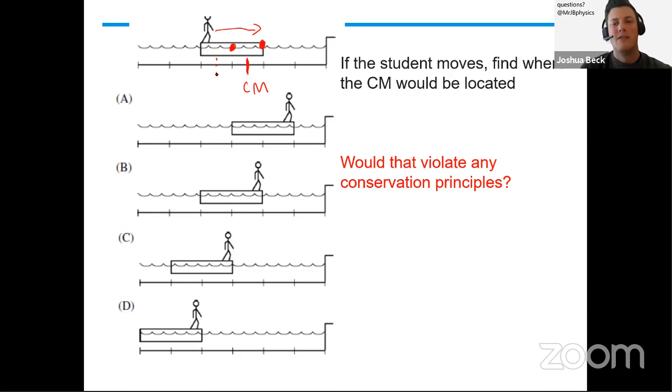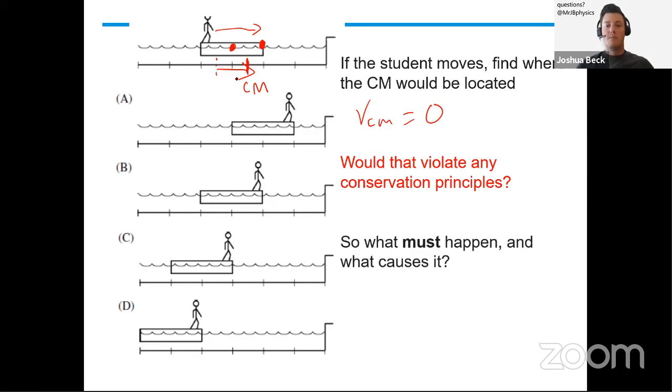Well, remember, the center of mass had a velocity of 0. Nothing was moving before. Yet now as this person walks, the center of mass is going to just move over there. That doesn't sound like a velocity of 0 anymore. So does that violate any conservation principles? Yeah, it absolutely does. So what must happen to prevent that? Well, we need our center of mass to still be right there. The person has moved to the right, so what could the raft do to counteract that movement? Well, the raft could move back this way.